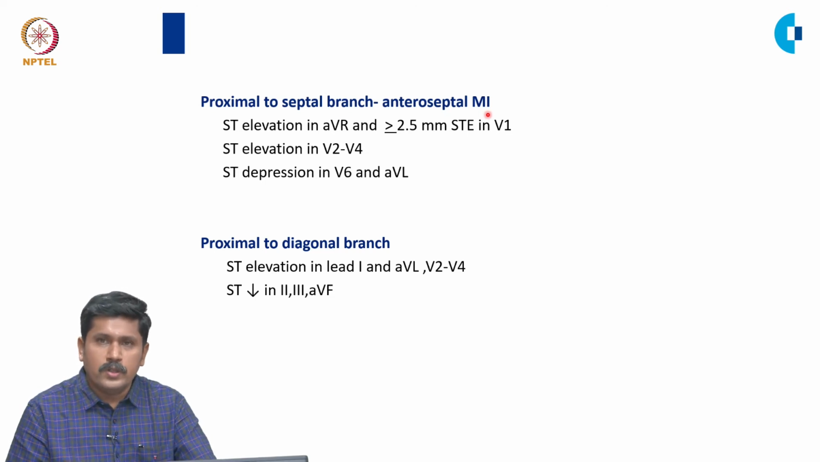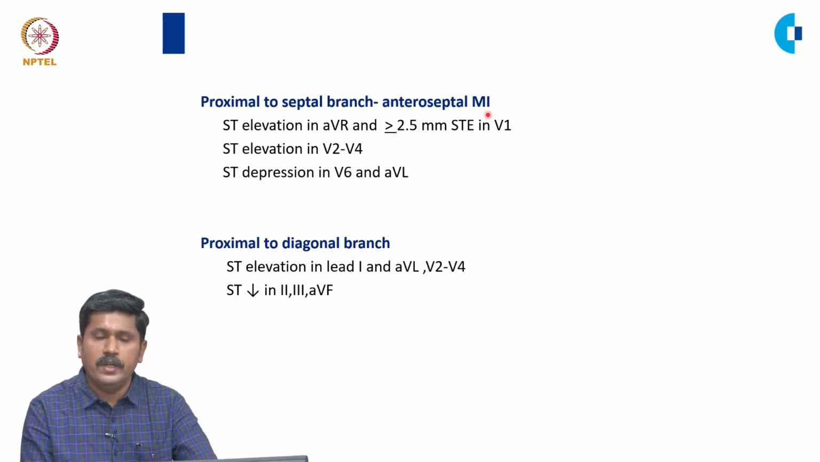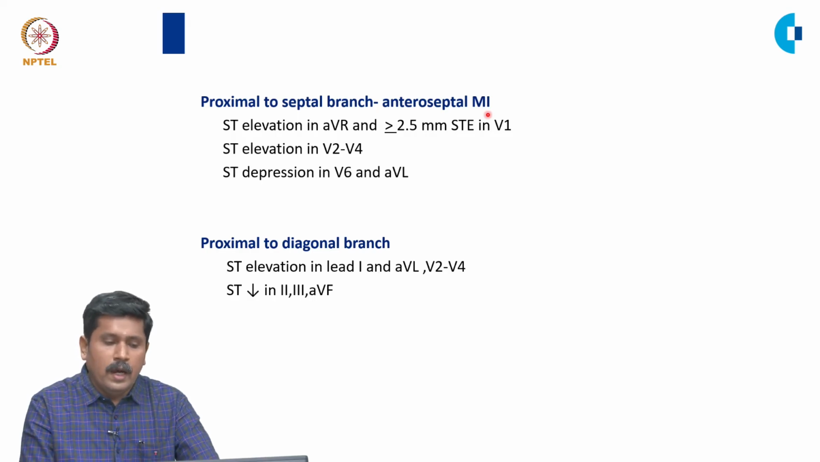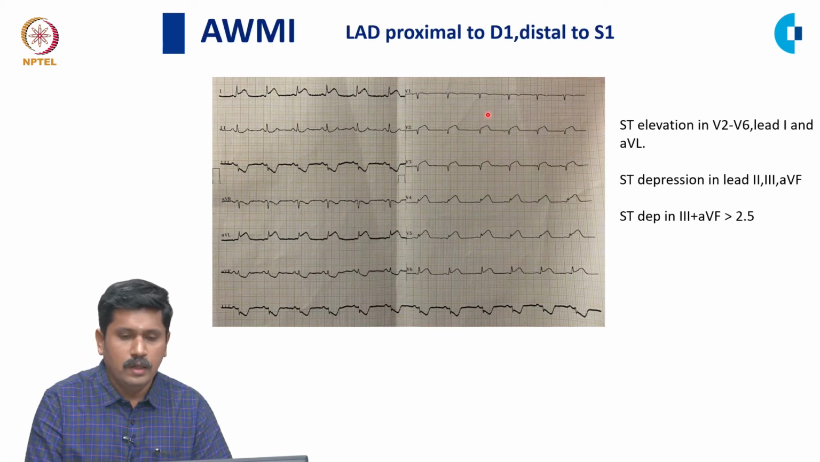And the next one is proximal to the diagonal branch. The diagonal branches are involved in the occlusion. Here you can see an ST segment elevation in the lateral leads, lead 1, AVL, V2 to V4, and there is a reciprocal ST segment depression in lead 2, 3 and AVF. So we can localize this lesion here.